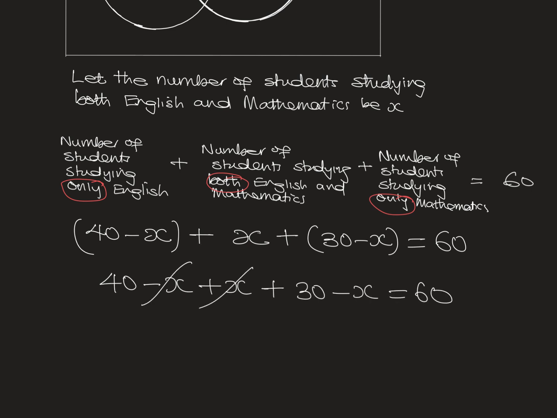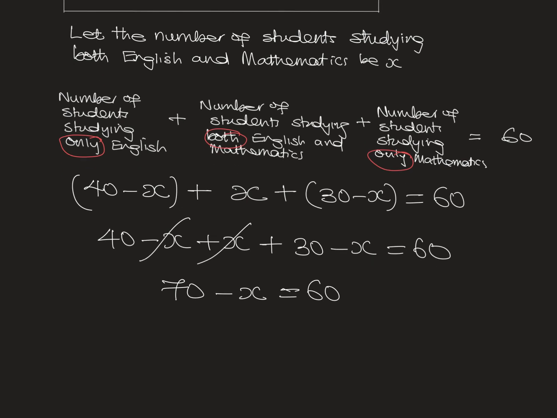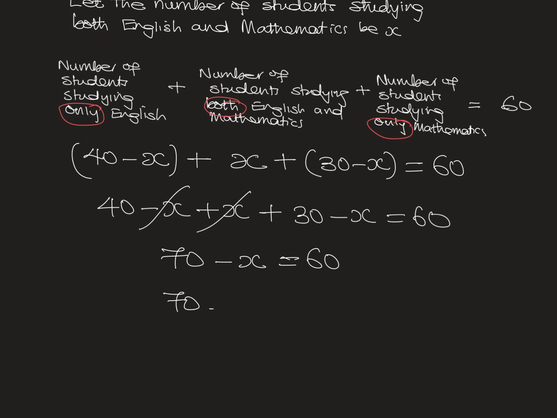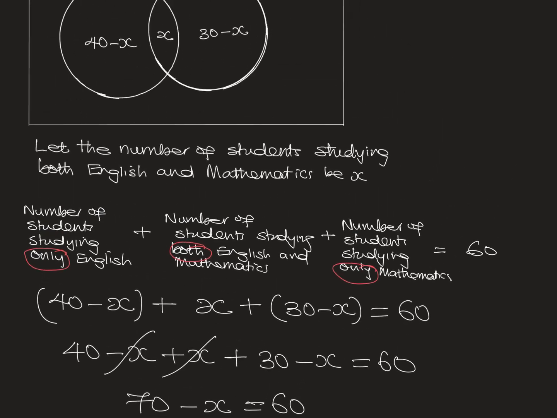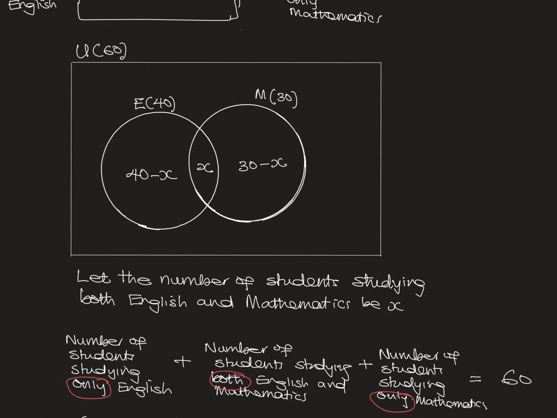Minus X plus X cancel. 40 plus 30 is 70 minus X is equal to 60. So 70 minus 60 is equal to X, and 70 minus 60 is 10. This is equal to X, so therefore X is equal to 10 students. Okay, so meaning 10 students are offering or studying both English and mathematics. That is it. Okay, so if you replace the values, X is 10.